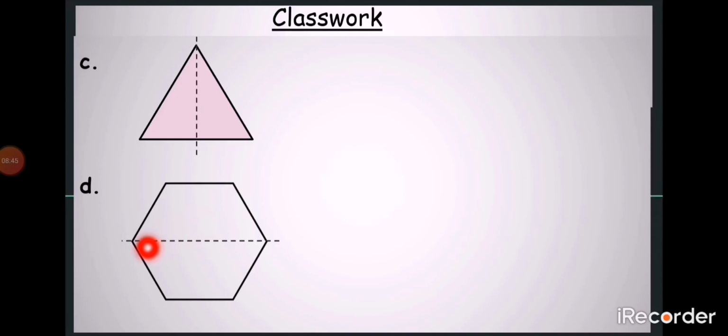Count the corners. 1, 2, 3, 4 and down. 6 corners. 1, 2, 3, 4, 5, down, 6 sides. 6 sides and 6 corners. This is a hexagon. And I will fold this hexagon from up to down, and I will get this line of symmetry. So if we fold the shape from up to down or down to up, we get this line of symmetry and both halves are exactly the same.